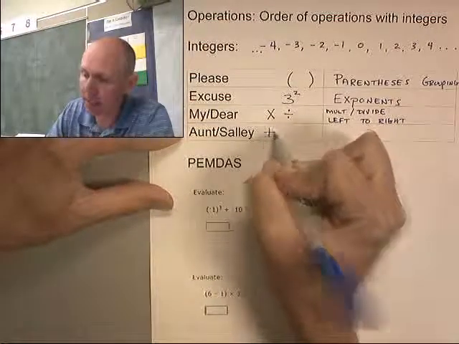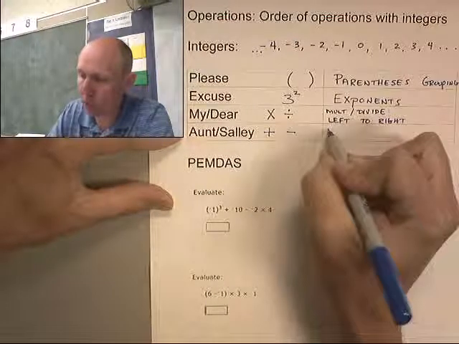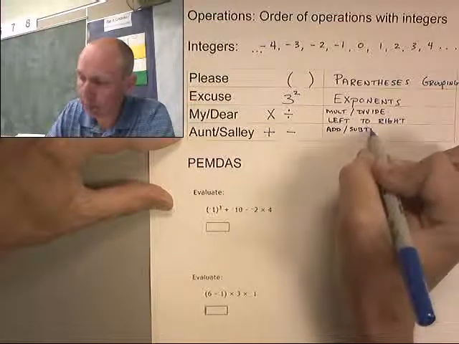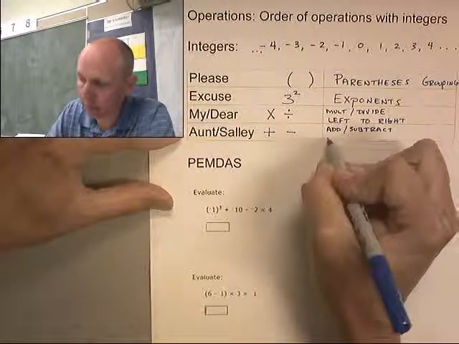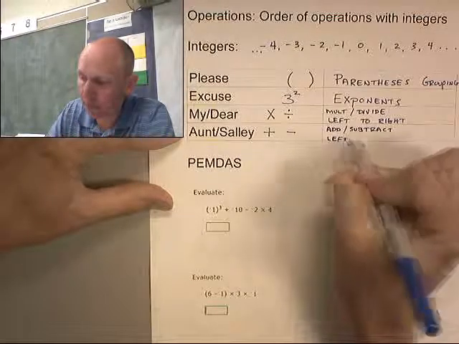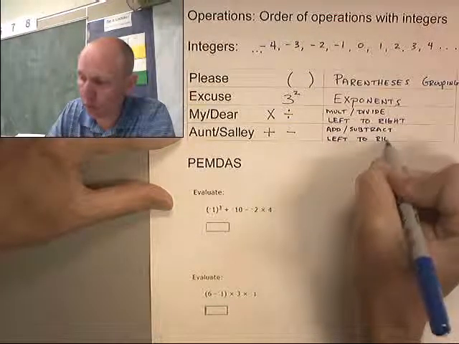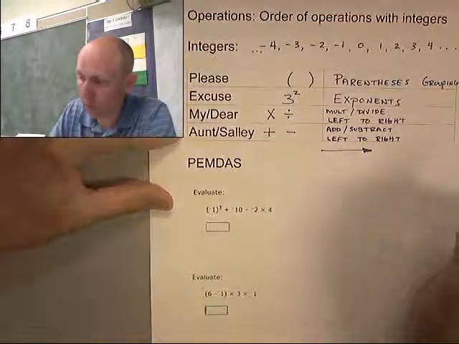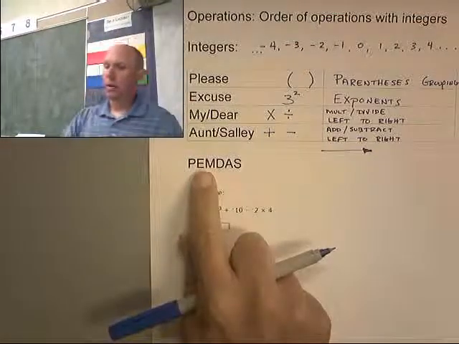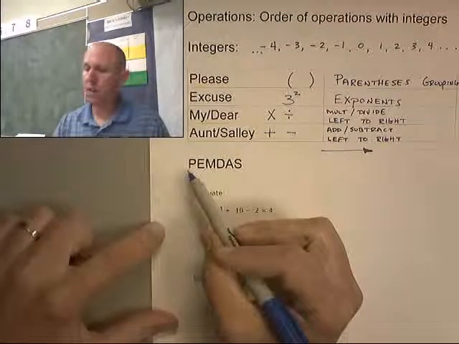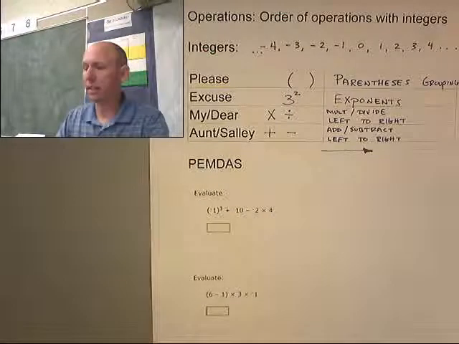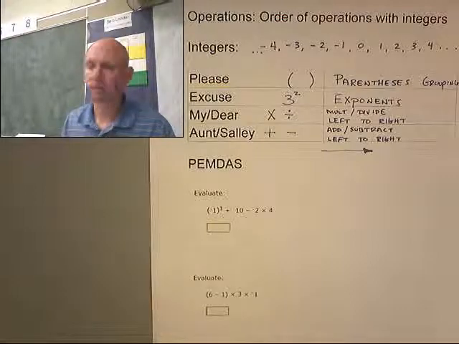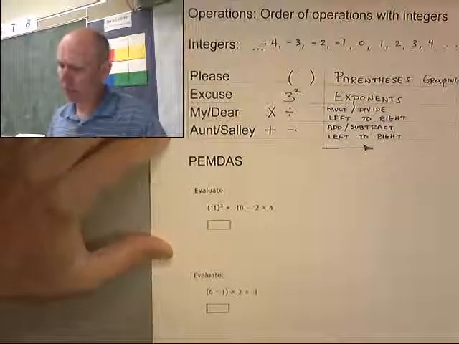Aunt Sally stands for addition and subtraction. Add, subtract, left to right. Right, left to right, just like you would read. You may have also heard it called PEMDAS. Please excuse my dear Aunt Sally. It's the same thing. PEMDAS. Maybe there are other ones out there. I don't know them. So let's do some problems using this.